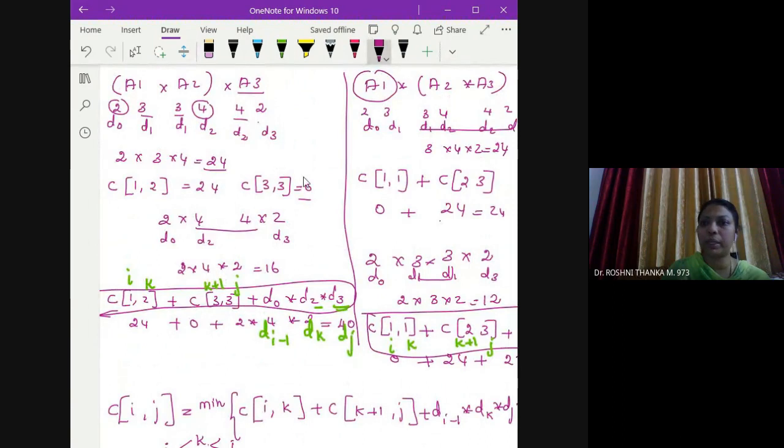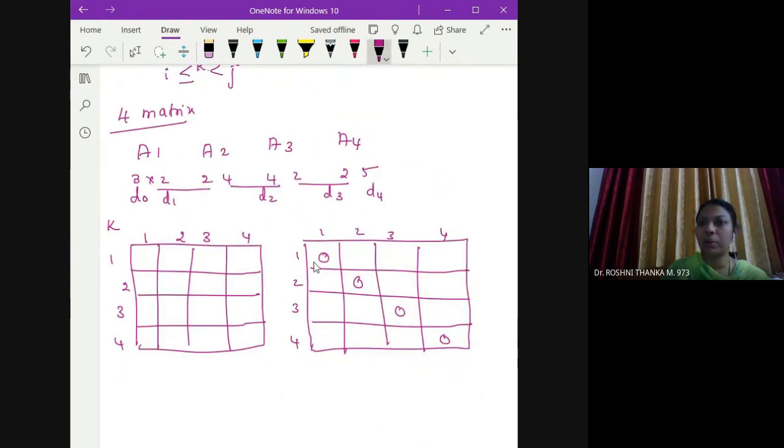to do multiplication. We didn't do any multiplication. That is why here for 1 and 1, 2 and 2, then 3 and 3, and 4 and 4, we make it as 0. Then when we find the difference between this row and this column, let us take 1 minus 2. What is the difference? 1. And 1 minus 3, the difference is 2. 1 minus 4, the difference is 3.